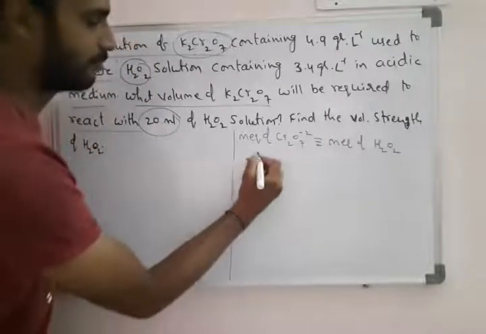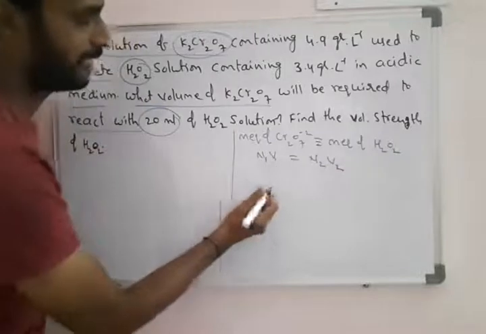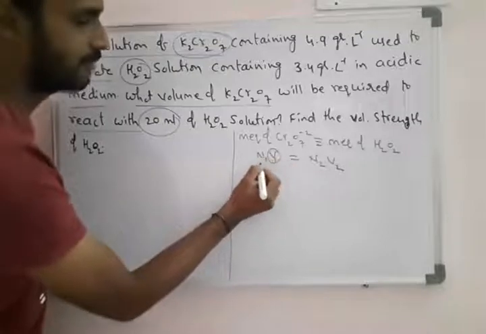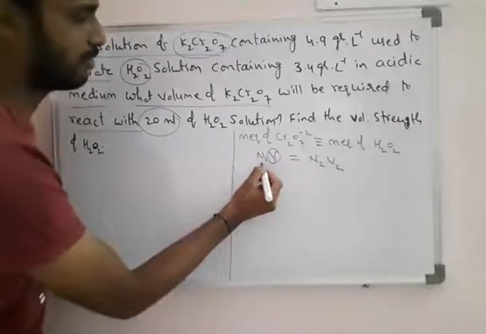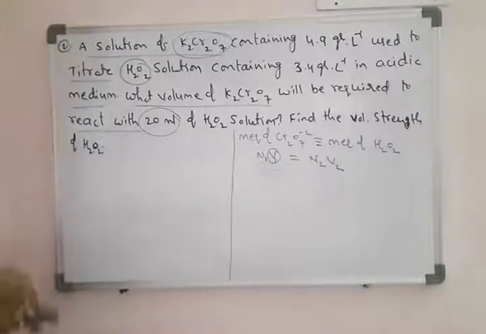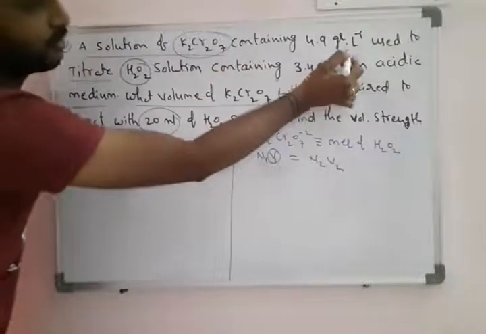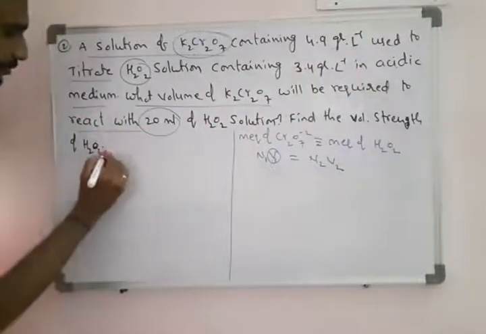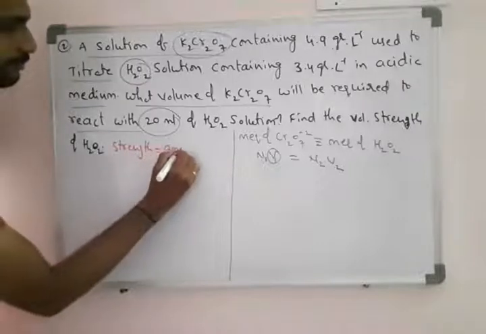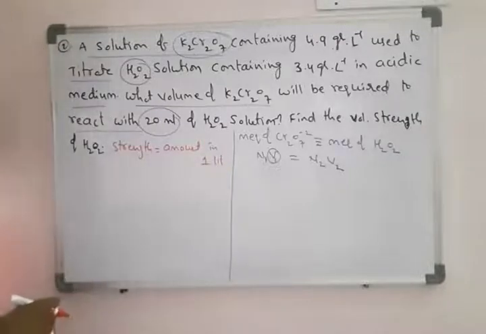But to equalize them, we use N1V1 equals N2V2. Here we need to calculate this V1, but there is no information about N1 and N2 directly. The information given is the strength. Strength means we already know the amount present in 1 liter. Always remember, the amount present in 1 liter is called strength.